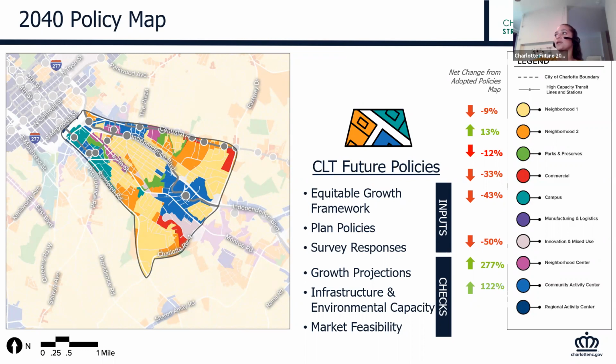And you can see from the numbers on the right-hand side where we ended up gaining and losing acreage. So our acreage in the neighborhood 1 went down just slightly. Parks and Preserve, commercial campus, as well as innovation mixed use overall decreased. We had a significant increase in acreage in neighborhood center and then your community activity center.